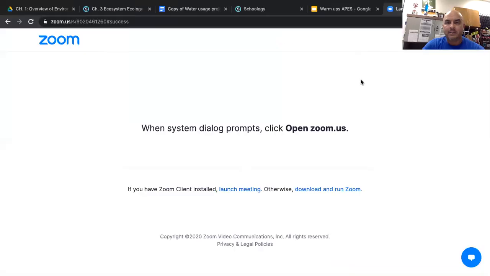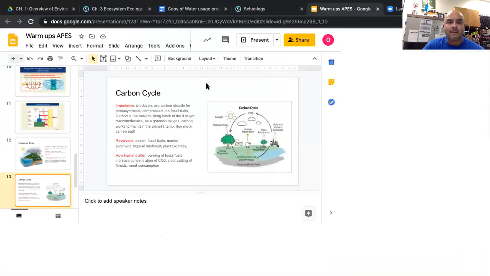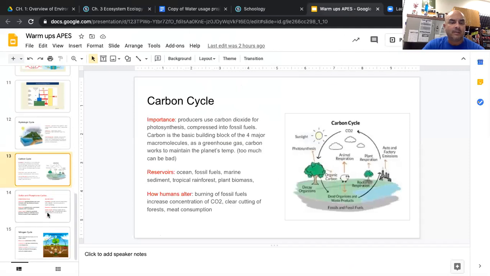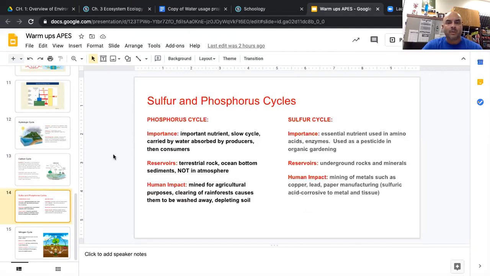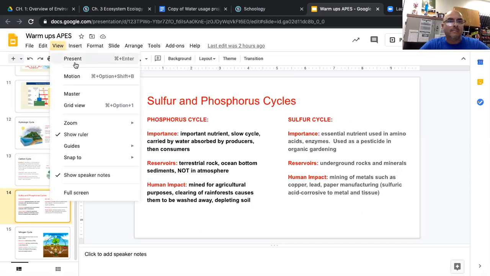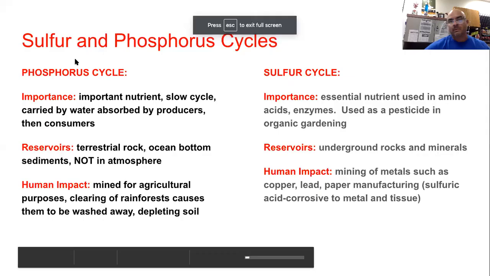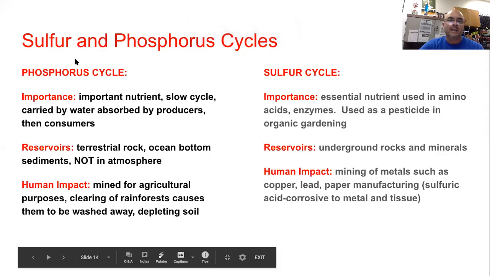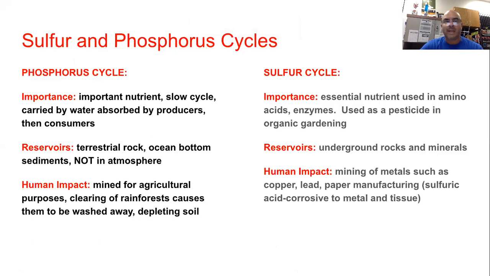I want to share my screen here and just briefly go over the cycles that you're going to see on your quiz on Friday. So we talked a bit already about carbon and the water cycle. So we're going to talk a little bit now about sulfur and phosphorus, and then we'll talk a little bit about nitrogen. So, these cycles, again, are how nutrients and resources cycle through our planet.